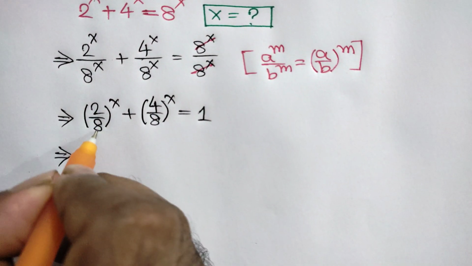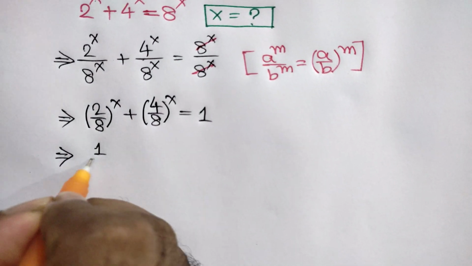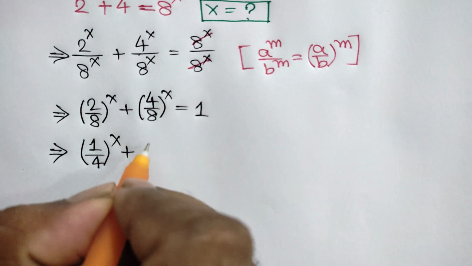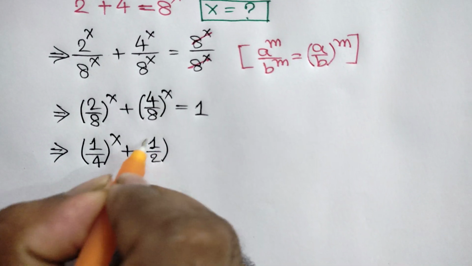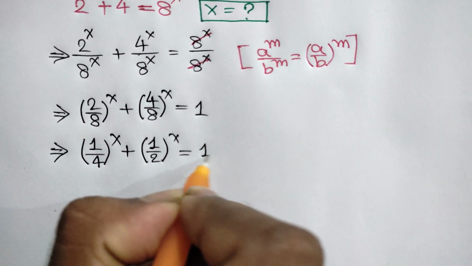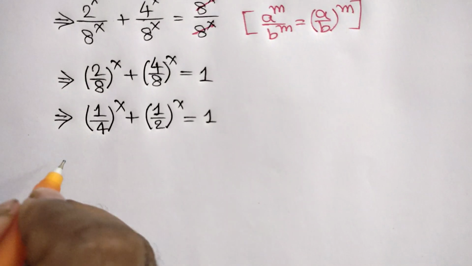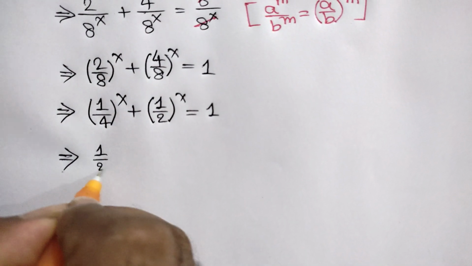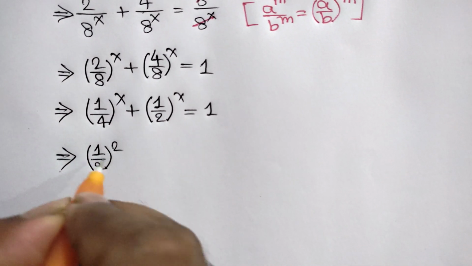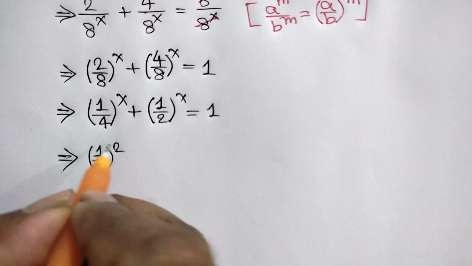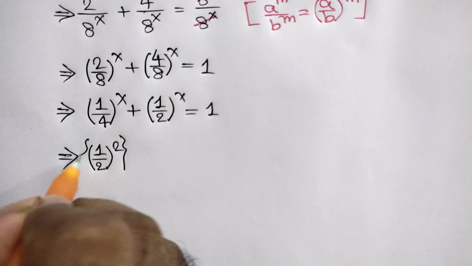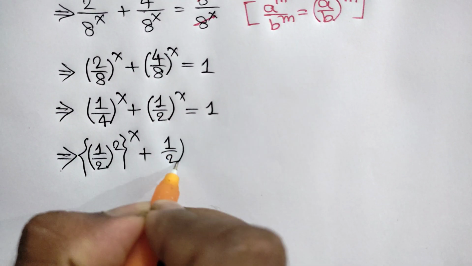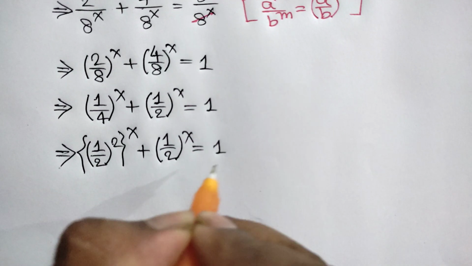Now 2 divided by 8 gives 1 over 4 whole to the power x, plus 1 over 2 whole to the power x is equal to 1. Here we can write 1 over 2 whole squared, because 2 squared means 4, whole to the power x plus 1 over 2 whole to the power x is equal to 1.